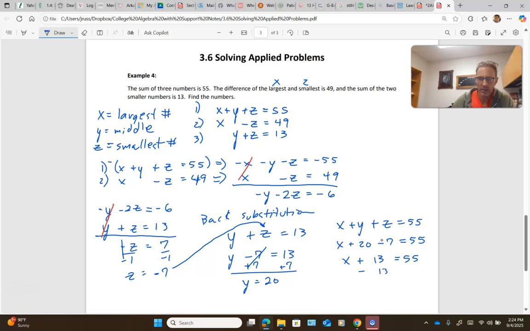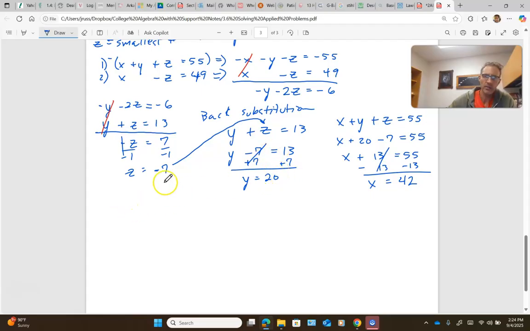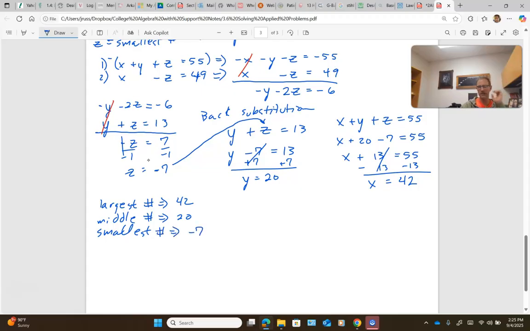And now by subtracting 13 from both sides, we get that x is 42. Okay, and now I'm going to restate down here what I just obtained. X is 42, so that means our largest number is equal to 42. Our middle number is 20. And finally, our smallest number is -7.